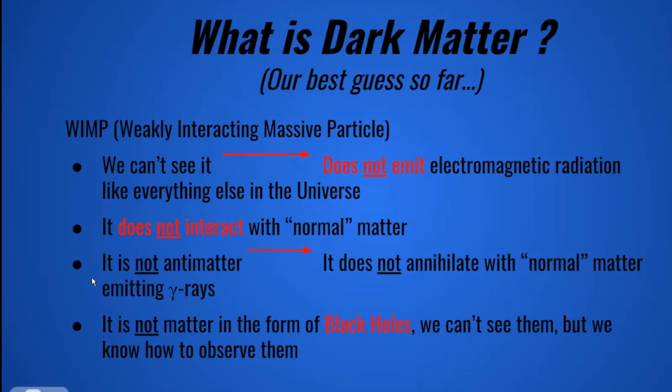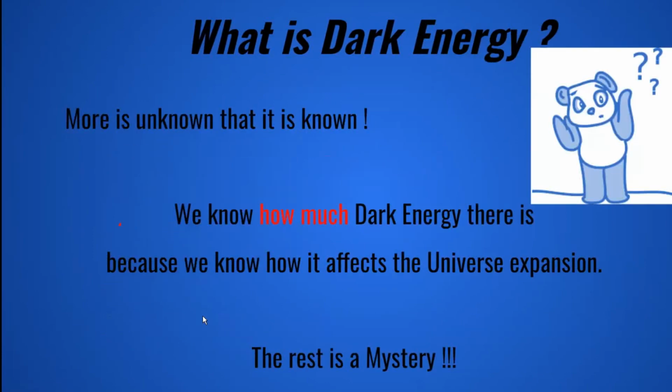It's not antimatter, because otherwise we would see the result of matter and antimatter annihilating. And it's not black holes, because even if we can't really directly observe them, we still have means to measure their presence. But most of all, what's dark energy, which is the majority of what the universe is made of? Essentially, we don't know. For now, it's a constant in a maths formula. Based on that formula, we know how much there is, because we can observe how it affects the universe expansion, which is not constant, but accelerated. But that's it. We don't know what dark energy is.